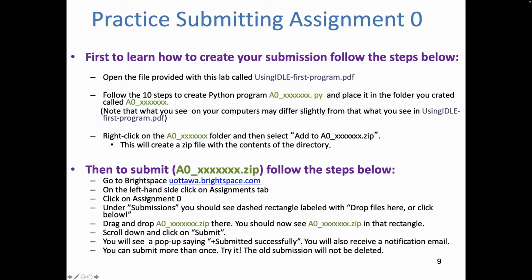Okay, after you create the zip file, you can find the assignments tab in Brightspace. Click assignment 0, and then under the submissions, you should see a rectangle labeled with drop files here, or click below. Drag and drop your zip file there, and then click submit. You will see a pop-up saying it submitted successfully. You will also receive a notification email. Actually, you can submit more than once. Please try it, and the old submission will not be deleted.